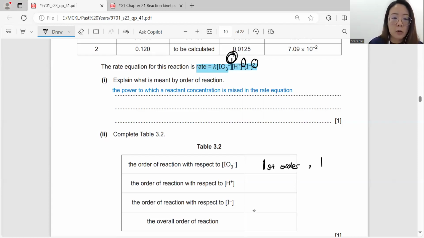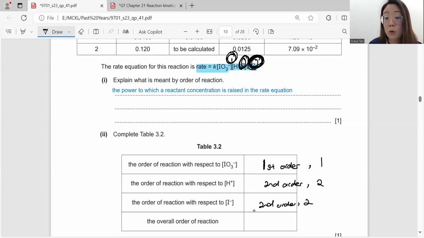Number 2, what is the order of reaction with respect to H plus? Since your H plus is power to 2, which is square, you can write second order, or you can put a 2, either one. Number 3, what is the order of reaction with respect to iodide ion? There's a square here, the power is being raised, so you can answer second order or 2. Last question, what is the overall order of reaction? Overall order is the summation of all the orders, hence the answer is 5.